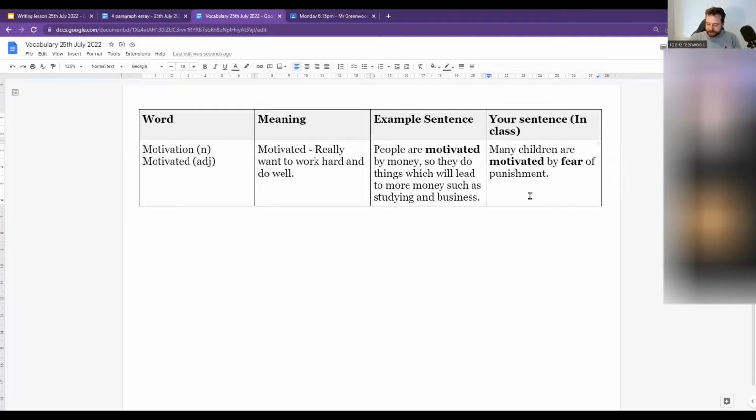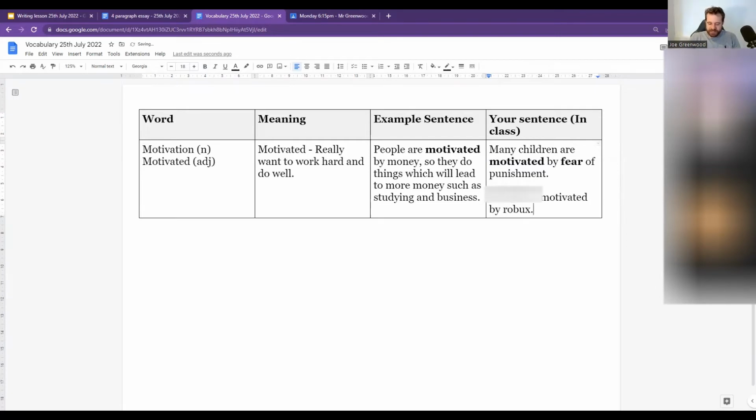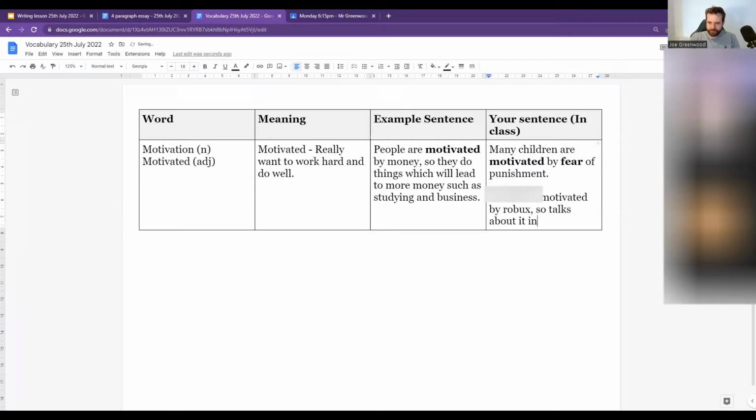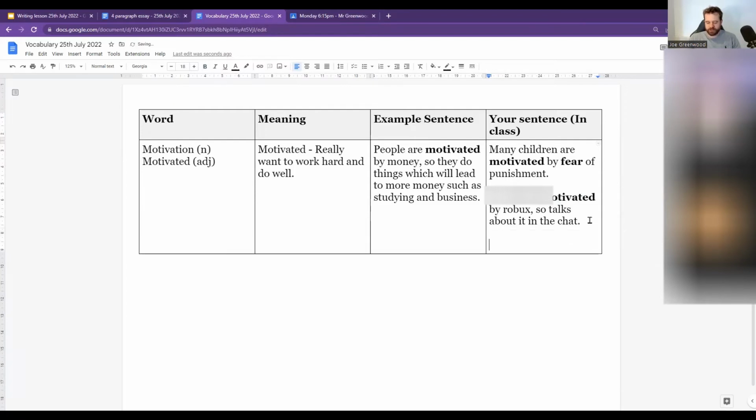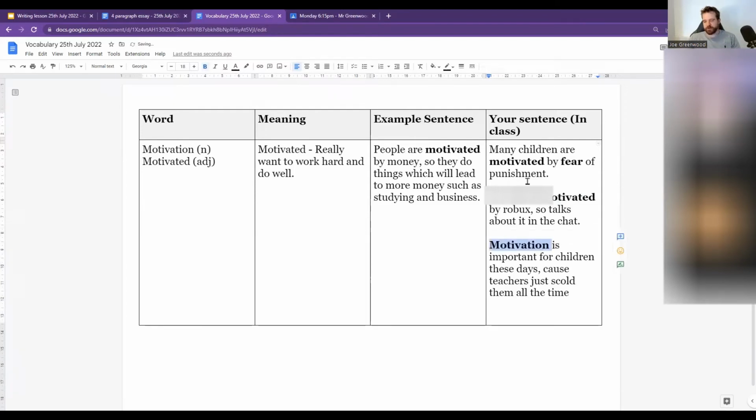Okay, so basically Hannah is motivated by Robux. So she talks about it in the chat. Right, you are motivated by Robux. Thank you for helping me think of a sentence. Motivation is important for children these days because teachers just scold them all. Yeah, okay, true. You can't be motivated by Robux. Fear does not actually motivate you, it just scares you. And then you won't do your best work, you just do the minimum work to avoid punishment, right?